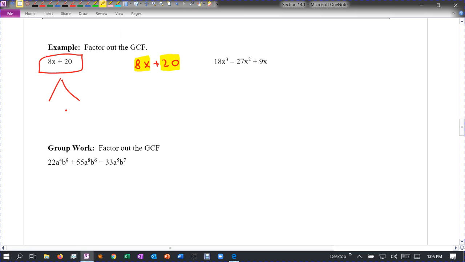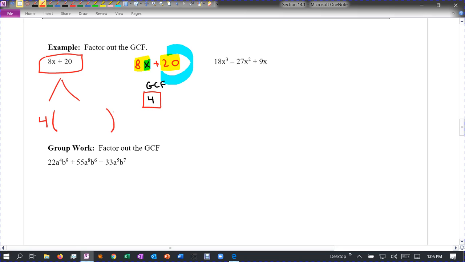Let's start with the numbers, 8 and 20. The GCF of that is 4, so I'm going to write down here GCF, greatest common factor between 8 and 20 is 4. How about x's? Well, this one has an x. This one doesn't, right? So I have no common x's to pull out. So my GCF is this. So what you do now is you put your GCF here, and then you put a set of parentheses.